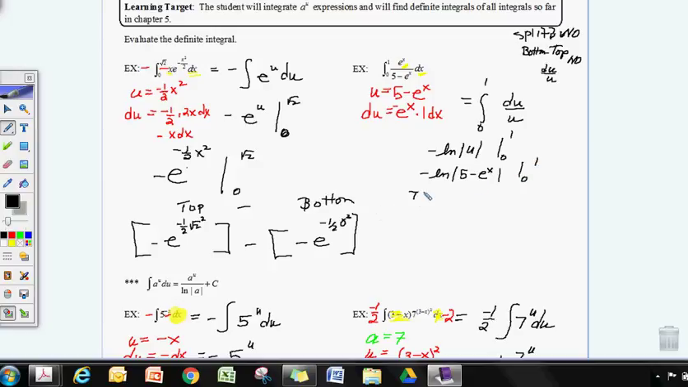Just writing out my top, subtract bottom, to make sure that we remember it. For my top, negative natural log of 5 minus e raised to the 1 power. That would be the top. Subtract the bottom of negative natural log of 5 minus e raised to the 0 power. And again, I would say grab your calculator. This is as far as I expect you to take it without the use of a calculator.